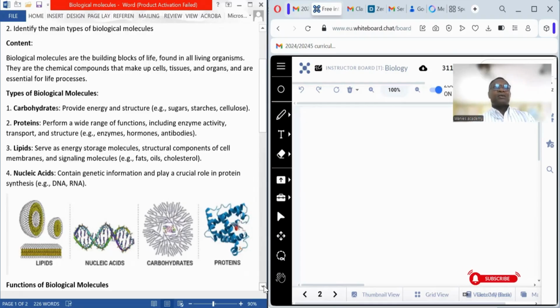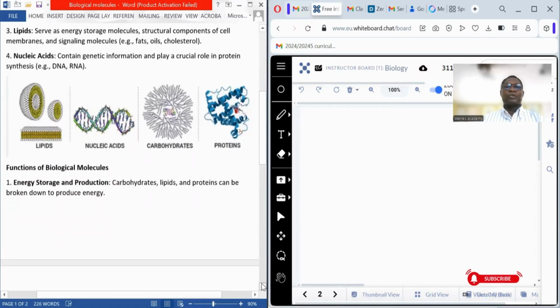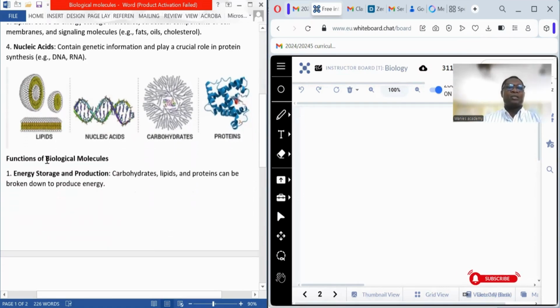Nucleic acid is another biological molecule which carries the information of the structure of organisms. So the genetic information of all organisms is carried by the nucleic acid. Of course, you can see the diagram of those biological molecules: lipids, nucleic acid, carbohydrates, and proteins.